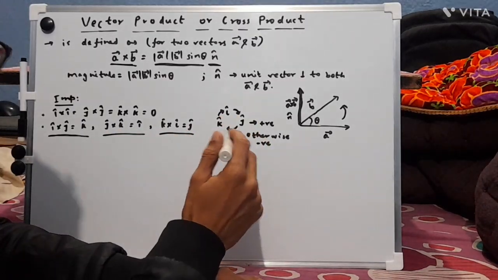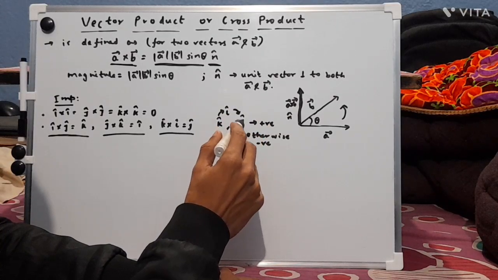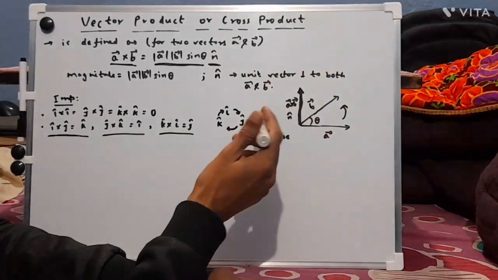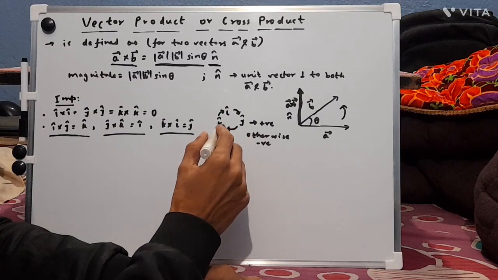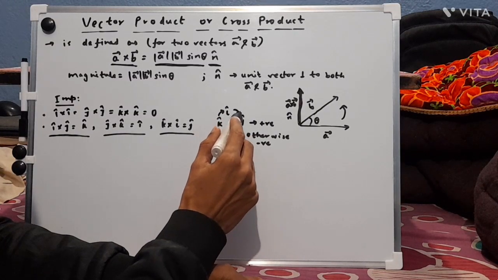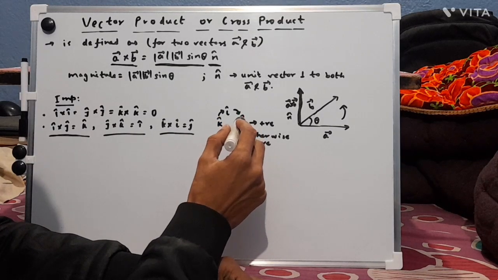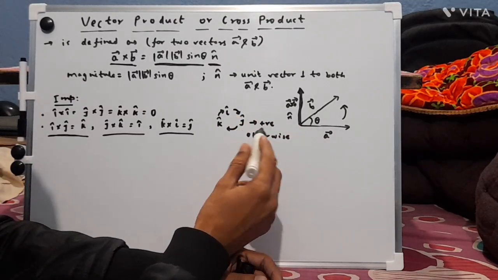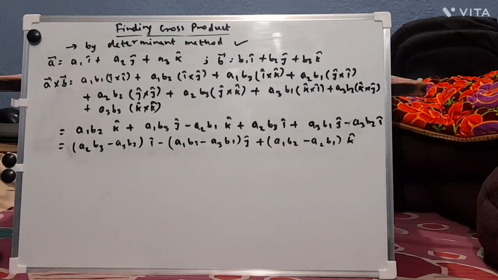And there is a very interesting way to understand and remember these things. Just make a cyclic diagram in your mind, and if it is going clockwise, then it's going to be positive. That means i cross j would be positive, j cross k would be positive, and k cross i would be positive. But if you go anti-clockwise, the result would be negative. Like j cross i would result in minus k cap, i cross k would result in minus j cap, and so on.